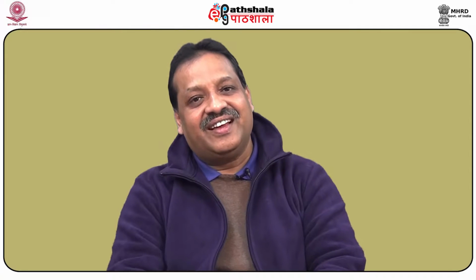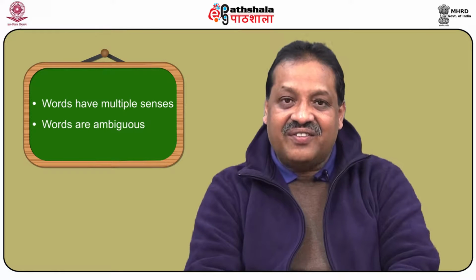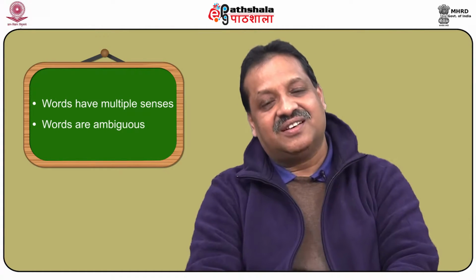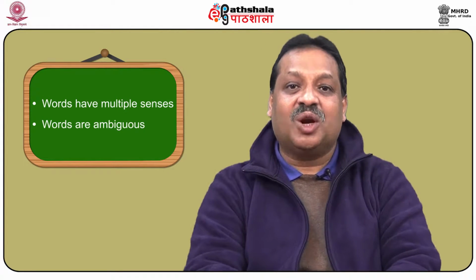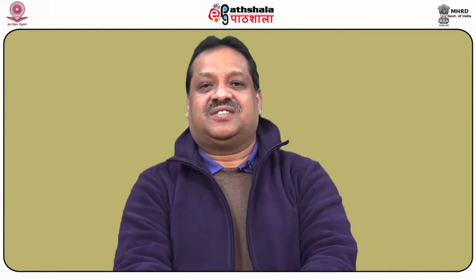We need to understand two things very clearly. Whenever we say word sense disambiguation, one thing is very clearly understood: words have multiple senses. That means words are ambiguous. Ambiguity refers to not two but many senses. So, we need a mechanism to disambiguate the meanings or the senses of the words.